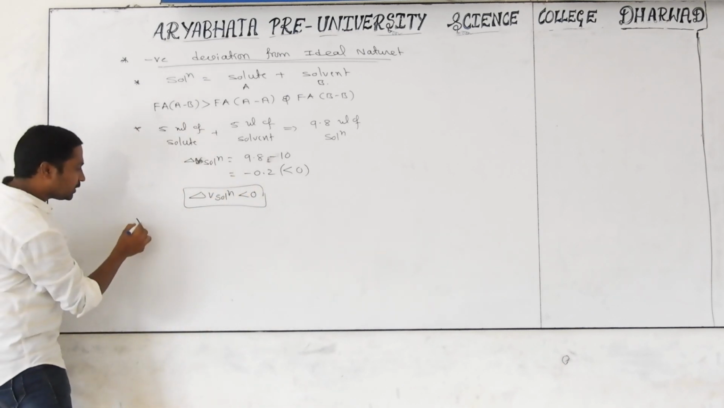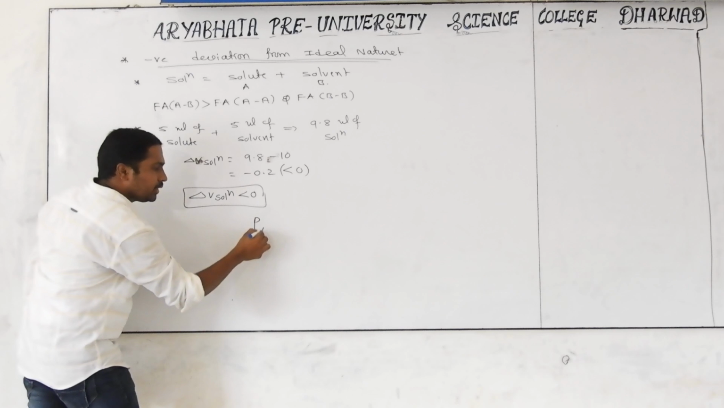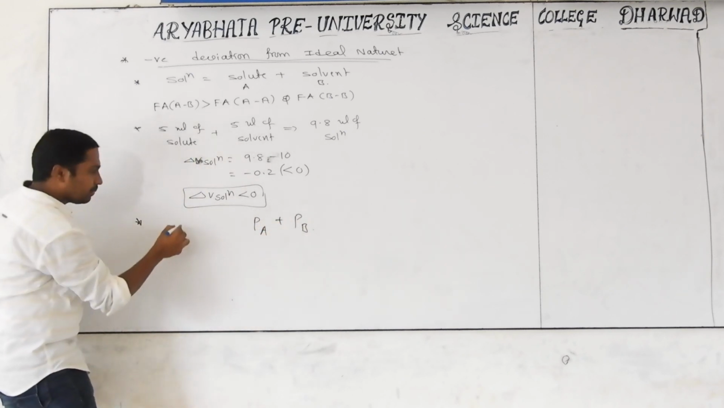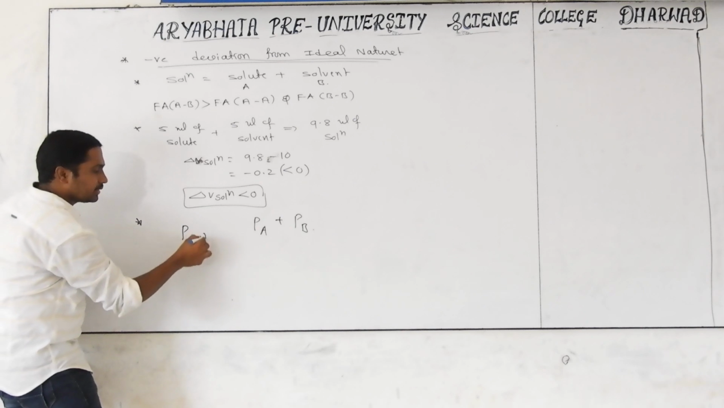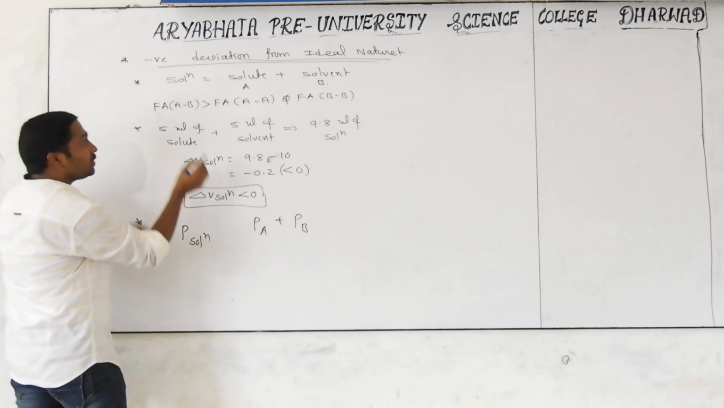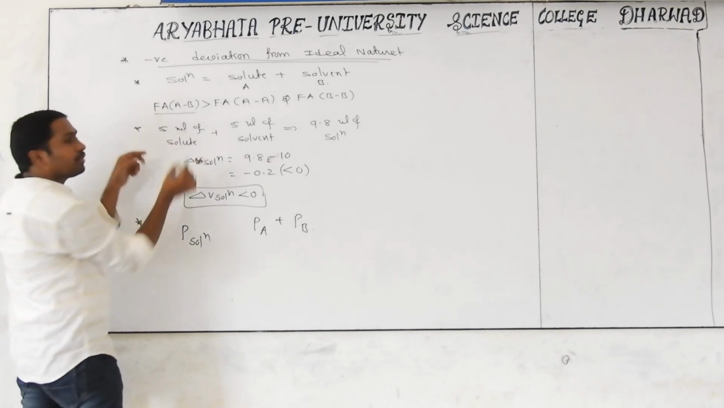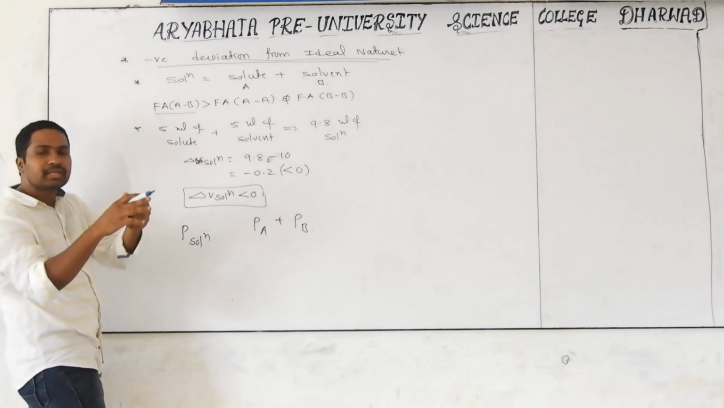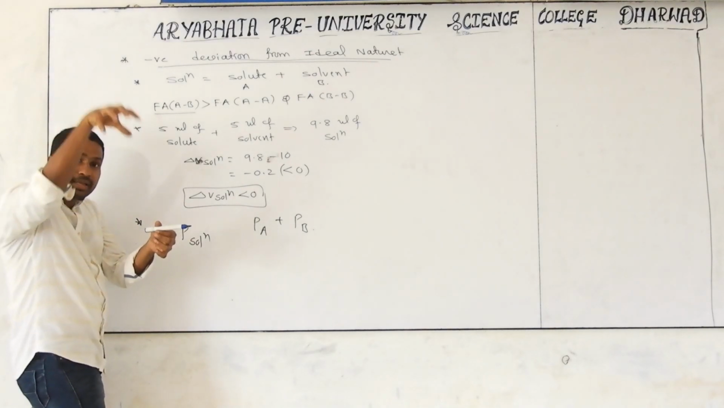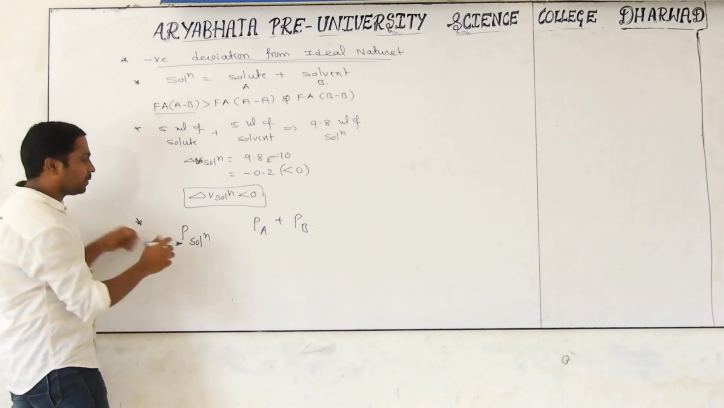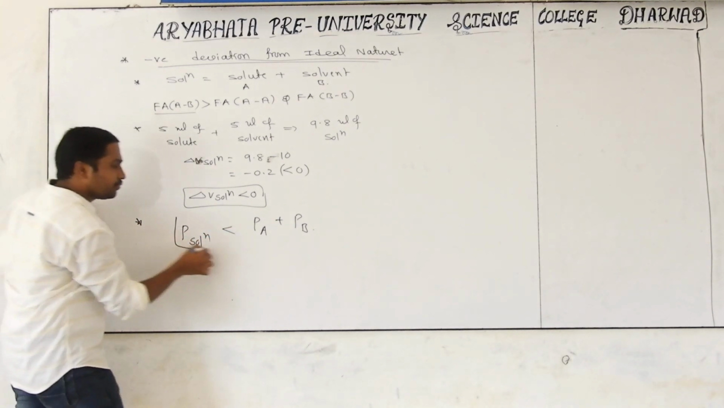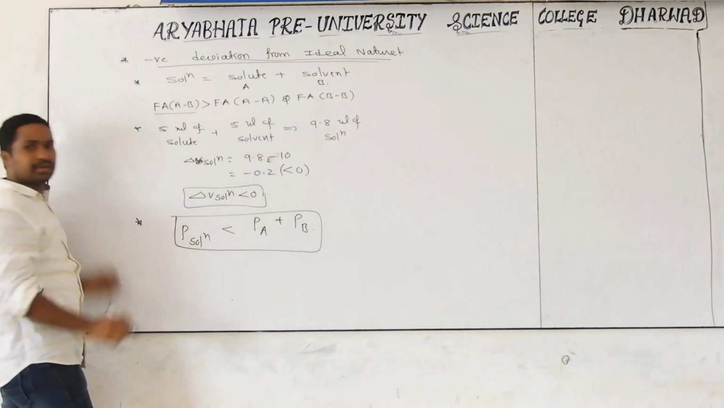Next point I want to discuss: the pressure of the A component is PA and the pressure of the B component is PB, but the pressure of the solution is not equal to their sum. Why? In the solution, the force of attraction will be more, so the evaporating nature will be less, and automatically the pressure created will be less. That's why the resultant solution pressure is less than the sum of its components' pressures.